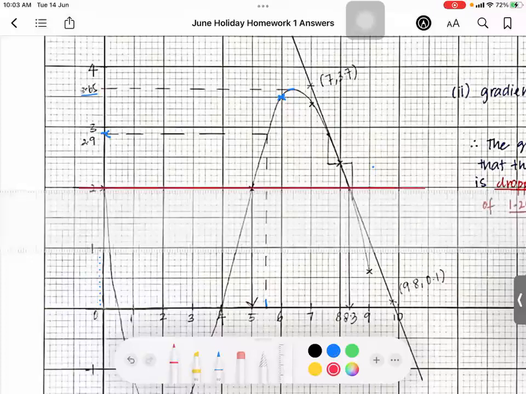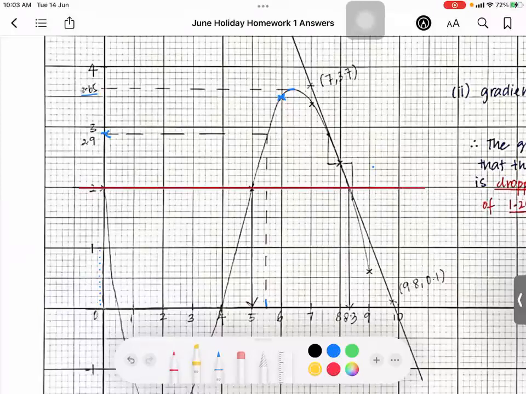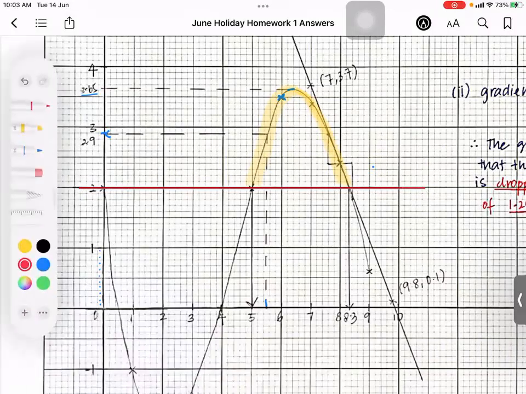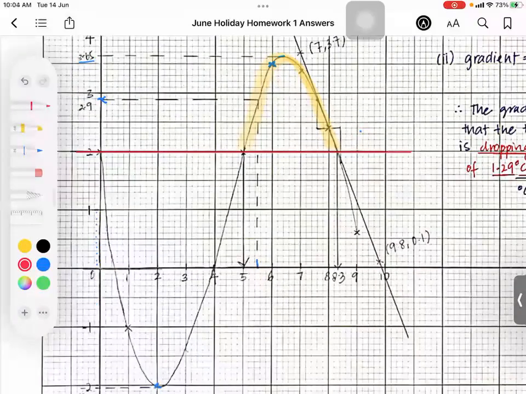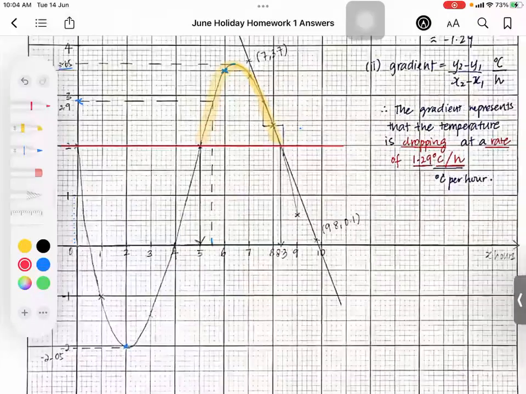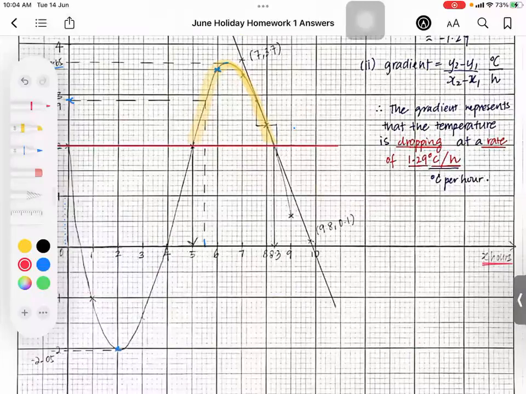Where is the portion of the graph that is above the 2 degrees Celsius? Okay, this is the portion that is above 2 degrees Celsius. But what do they want to find? They don't want to find this portion. They want to find the timing. How do I find the timing? Timing is in the x-axis. That means I must read my x value, and then where is above until this point, this x value.